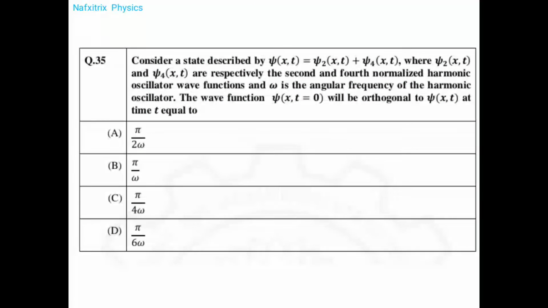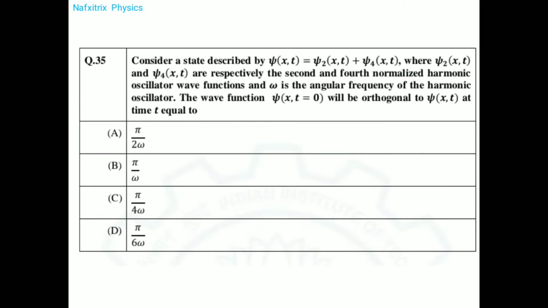So this is the problem. Consider a state described by xi of x comma t equals xi2 of x comma t plus xi4 of x comma t. So this is the required state xi of x comma t, where xi2 of x comma t and xi4 of x comma t are respectively the second and fourth normalized harmonic oscillator wave functions.